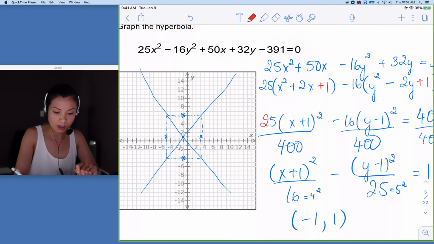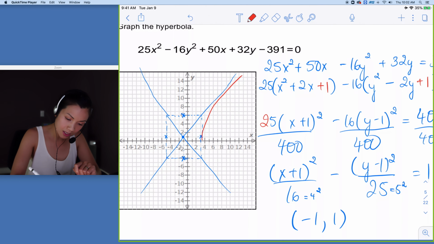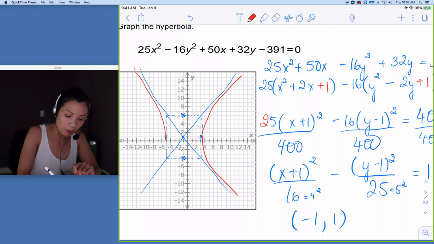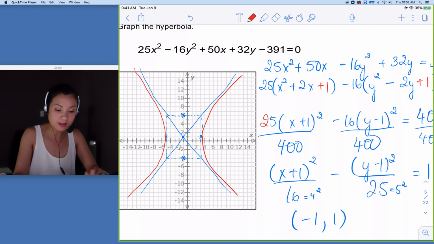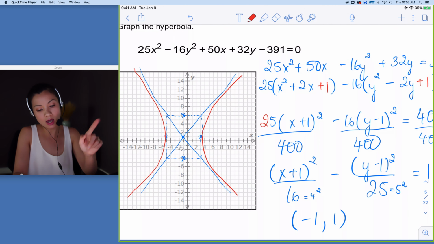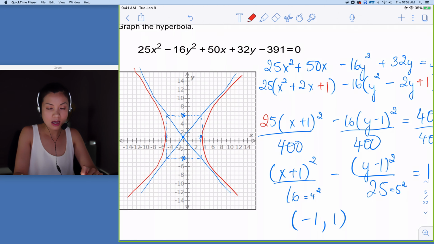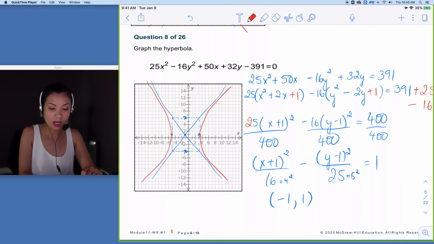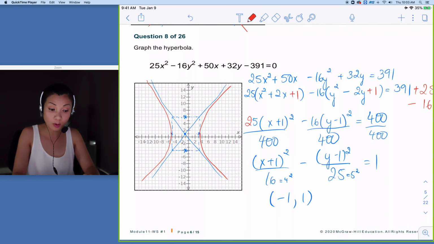So this time my hyperbola is going to be along the x-axis because x comes first. Let me put it this way, x is positive. So whatever is positive, okay? If y is positive, then you have to go along the y-axis. If x is positive, then you go along the x-axis. And that's how we graph the hyperbola.